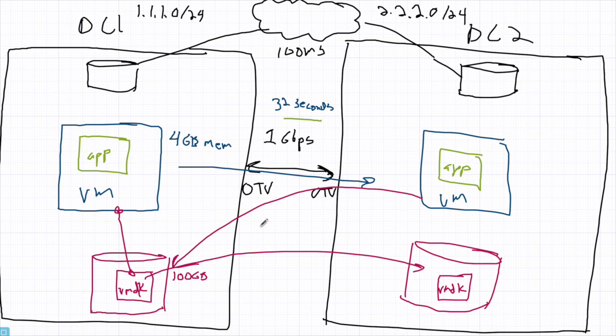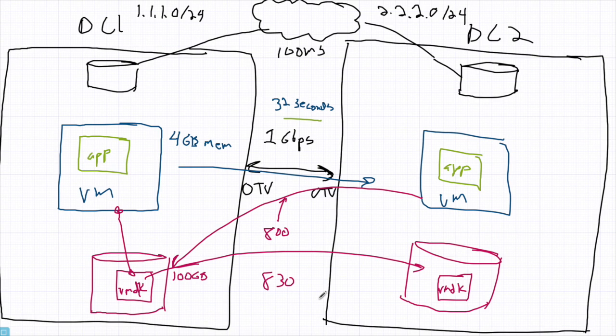So 100 gigabytes is 800 gigabits, so it's going to take us 800 seconds at the very least in order to migrate that one virtual disk file. So we're talking about 830 seconds, and that's assuming that we have full use of that 1 gigabit per second bandwidth and we're not trying to vMotion anything else.